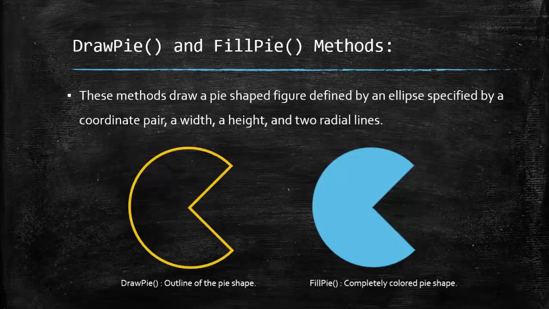In Visual Basic, we have the DrawPie and FillPie methods. These methods draw a pie-shaped figure defined by an ellipse specified by a coordinate pair, a width, a height, and two radial lines. Here's an example of each method. The DrawPie method on the left draws an outline of the pie shape. The FillPie method on the right draws a completely colored pie shape.